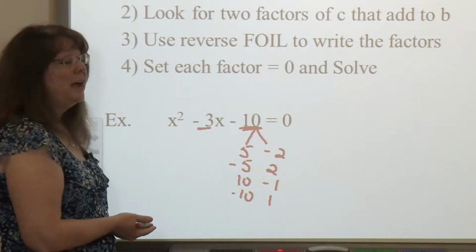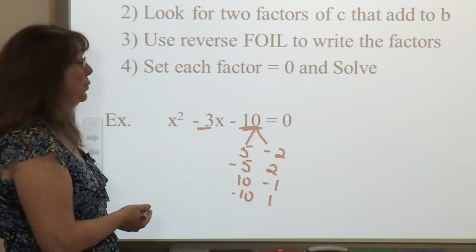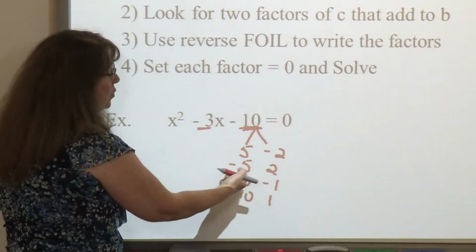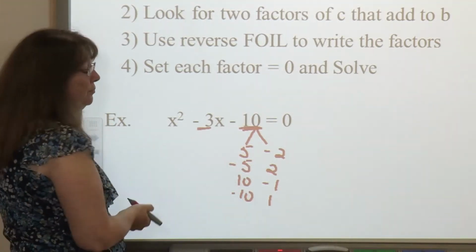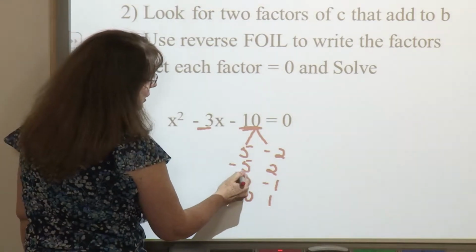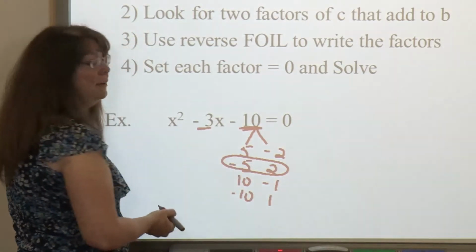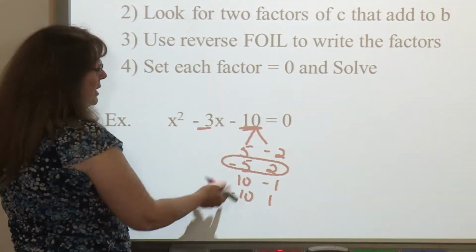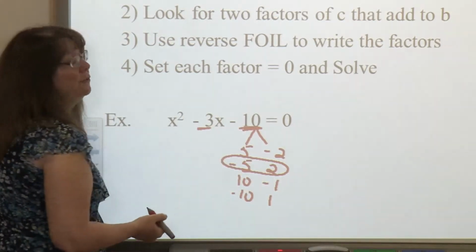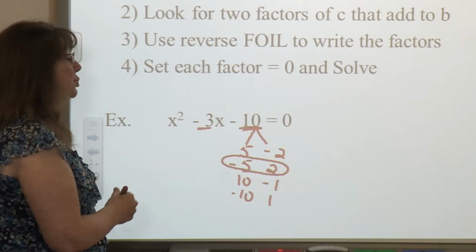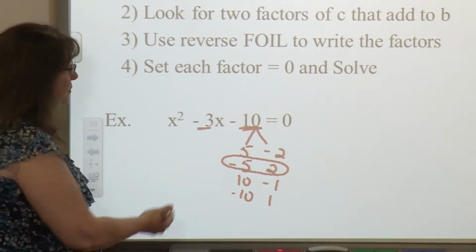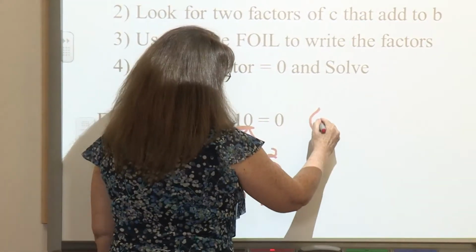You can list all the factors, or you can go as far as you need to until you notice that two of the factor sets that you have are going to give you that middle term. And we have that occurring right here. Negative 5 and 2. Negative 5 times 2 gives me the negative 10, and negative 5 plus 2 gives me the negative 3. So negative 5 and 2 are going to be those values I want to use to write this with factors. I'll go ahead and set up my factors.